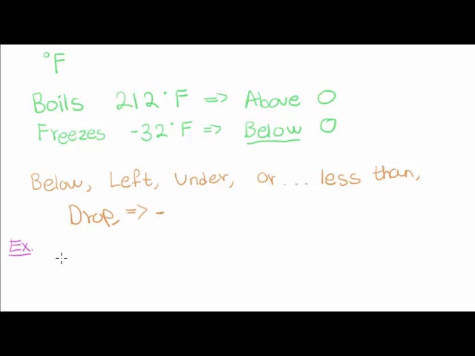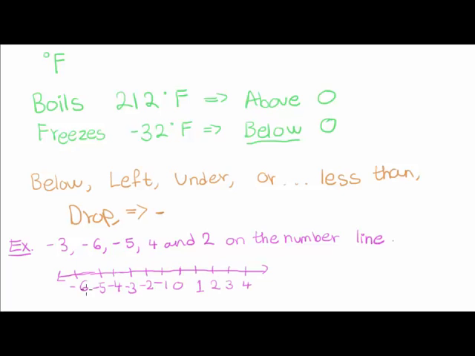So it is something like: practice graphing -3, -6, -5, 4, and 2 on the number line. So that's the whole problem over here. And the way we'll go on doing this is that we'll just draw our own number line. Okay, so now, practice graphing.